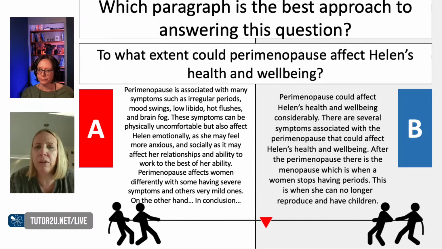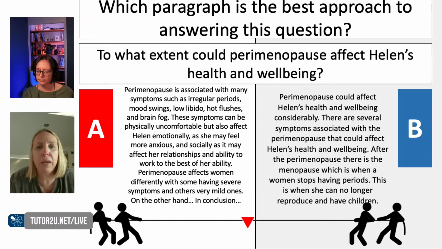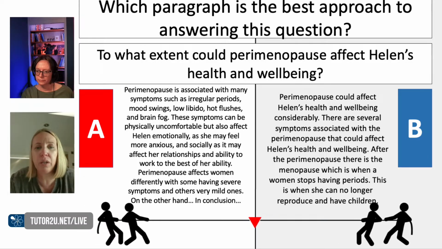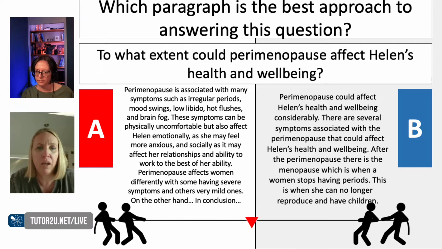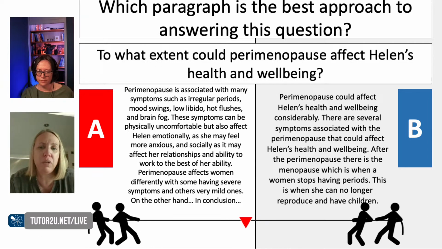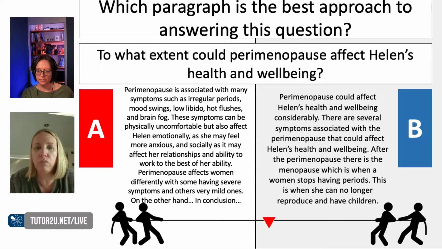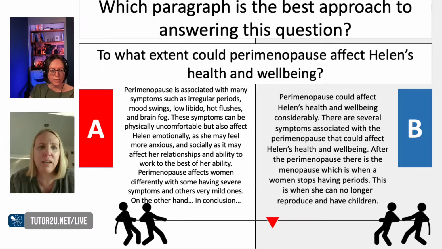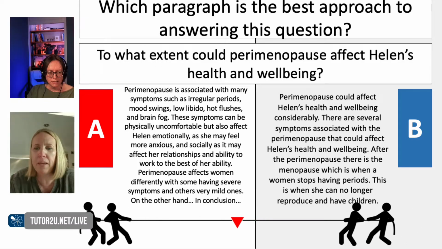So Lynn, what's student B saying? Student B says perimenopause could affect Helen's health and well-being considerably. There are several symptoms associated with the perimenopause that could affect Helen's health and well-being. After the perimenopause, there is the menopause, which is when a woman stops having periods. This is when she can no longer reproduce and have children. So what do you think's best? Lynn's A or mine B?